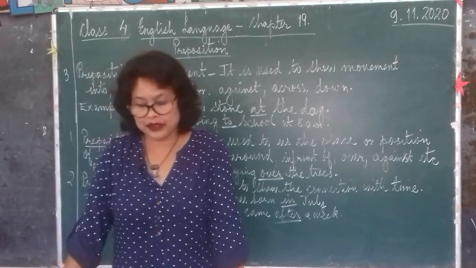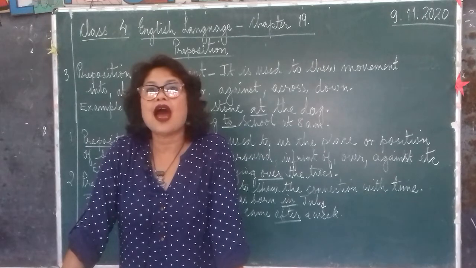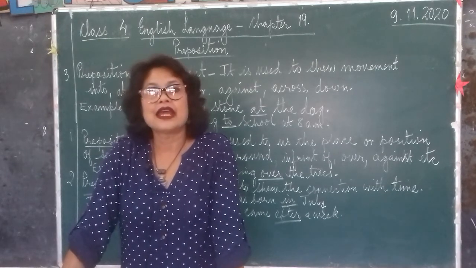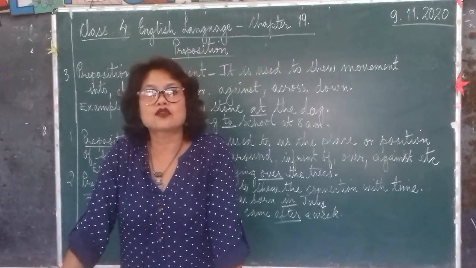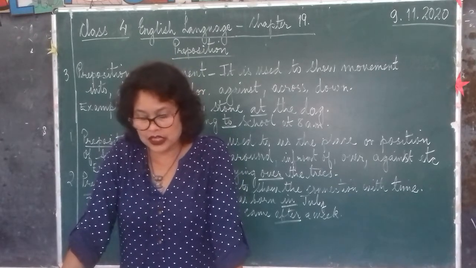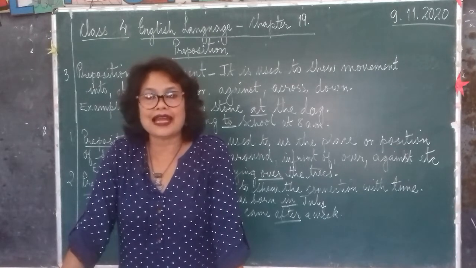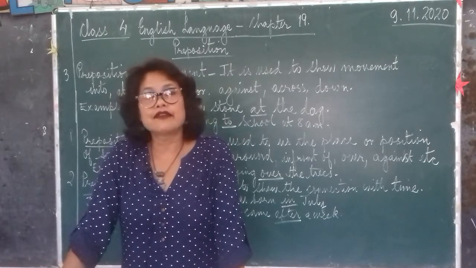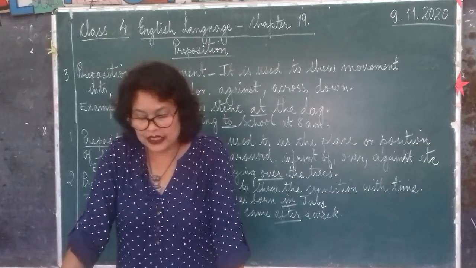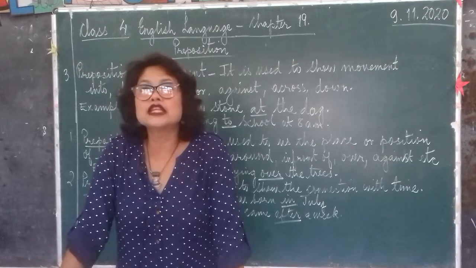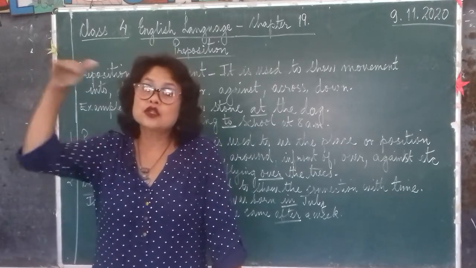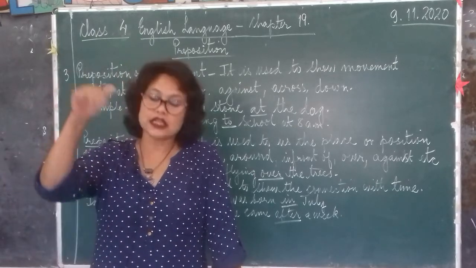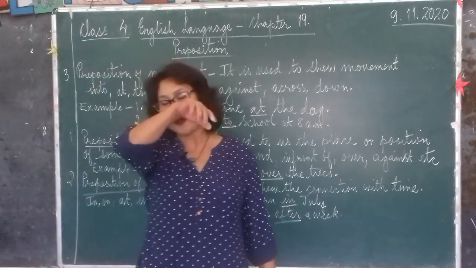And some examples, the police ran after the thief. You can't say the police ran across the thief. It's wrong. The police ran after the thief. The river flowed down the valley. You cannot say the river flowed over the valley. The boy jumped into the pool. Okay, into the pool. You can't say the boy jumped on the pool. It should be into the pool. So these are the prepositions.